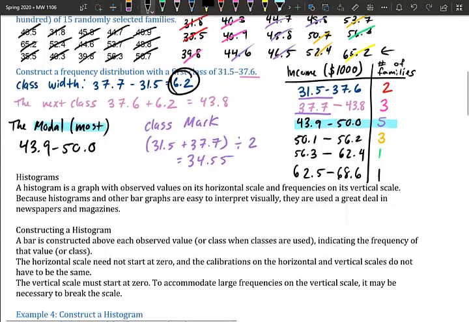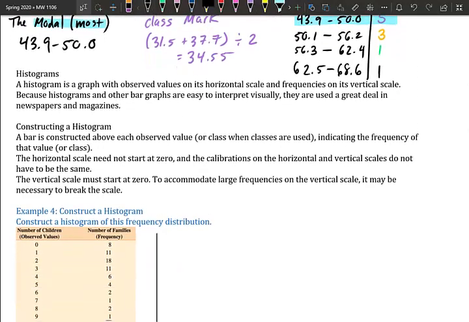Alright, histograms. You know what a histogram is? It's actually a bar chart. A histogram is just a bar chart. So a histogram is a graph with observed values on its horizontal scale and frequencies on its vertical scale. Because histograms and other bar graphs are easy to interpret visually, they are used a great deal in newspapers and magazines and pretty much everywhere. Constructing a histogram: a bar is constructed above each observed value, or class when classes are used, indicating the frequency of that value or class.